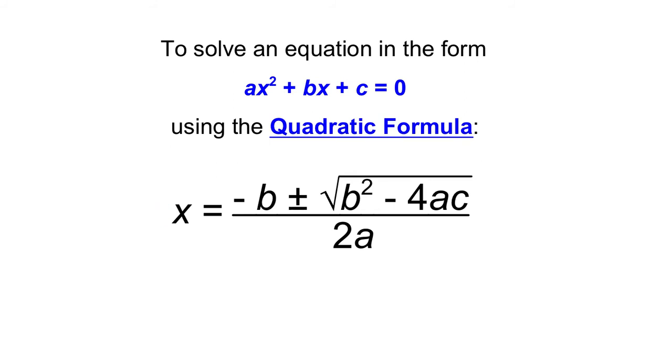You should have this written down so you can refer to it. The more you use it, you're going to probably remember it, but I don't require you to memorize it because I'm not testing if you can memorize a formula. I just want you to be able to use it. So x is equal to negative b plus or minus the square root of b squared minus 4ac, all of that divided by 2a.